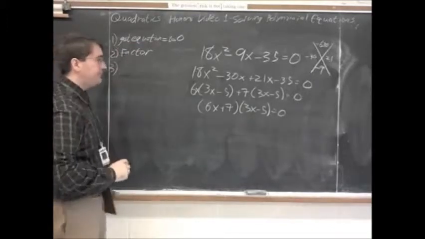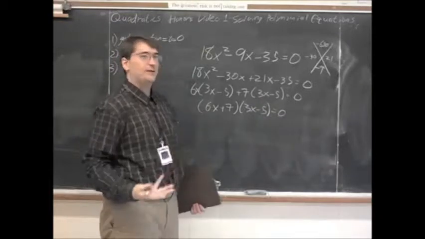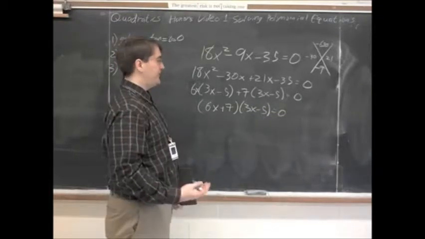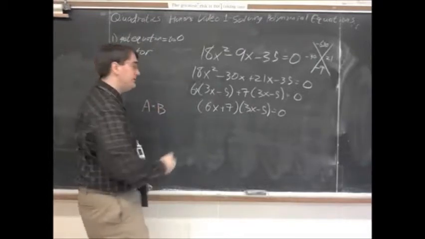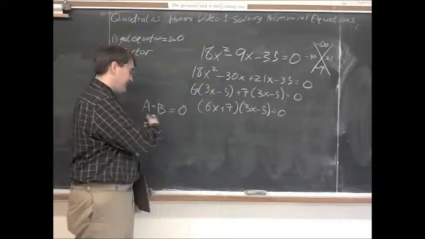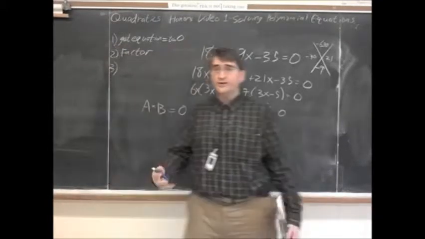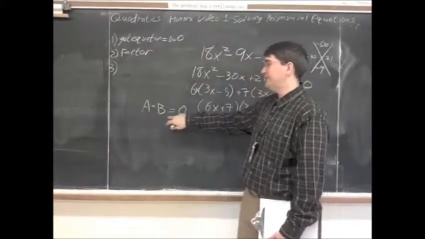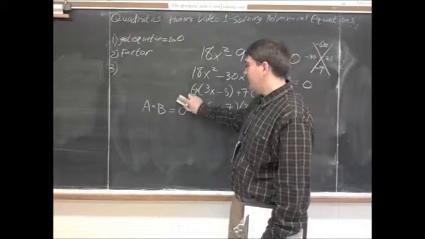The third step is to remember the zero product property, or there's a couple different names for this idea, but it's the idea that if you have two numbers, we'll call them A and B, where A times B equals 0, that means either A or B has to equal 0. The only time you can get two numbers to multiply to 0 is if one of the numbers is 0. This is, by the way, why you always have to solve for 0.